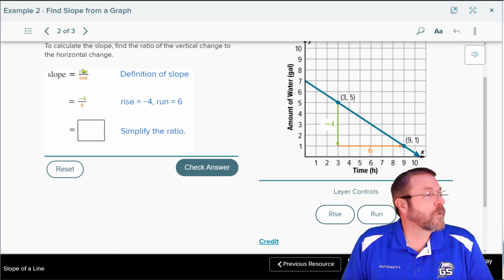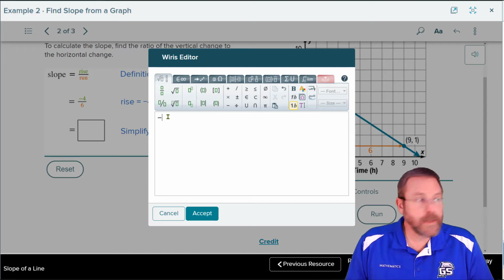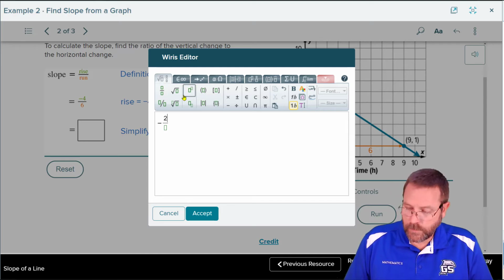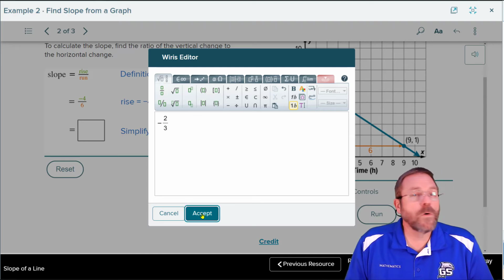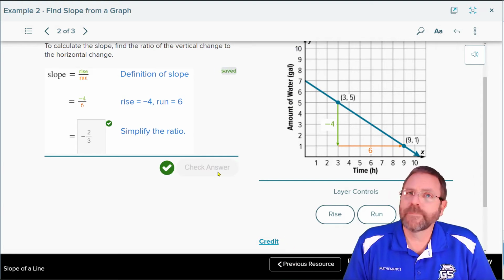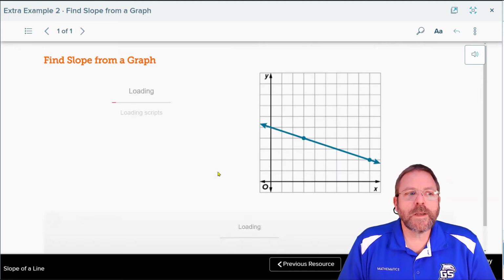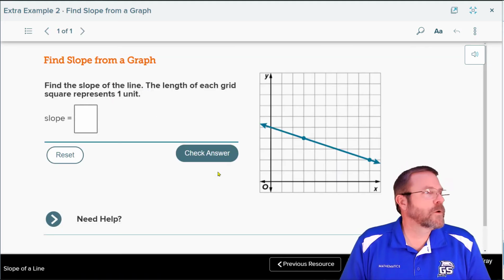So you have the rise over run, and they wrote the formula first. Then they plugged in the -4 divided by 6, and that in simplest terms is going to be a slope of negative 2/3, because we always simplify our fractions. Check your answer. The answer checks. That's all there is to doing this. And once again, you're going to get a chance. Pause the video and work extra example 2 on your own.